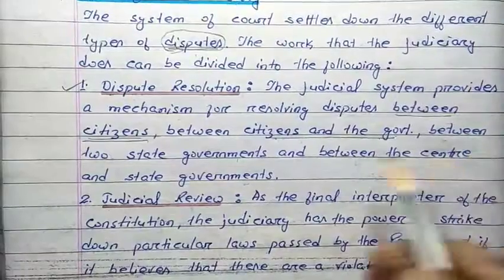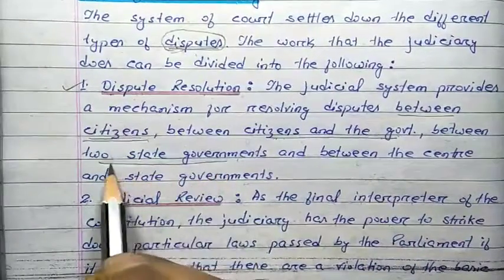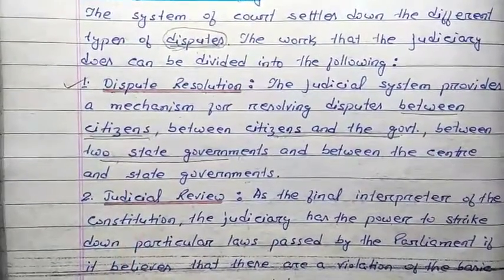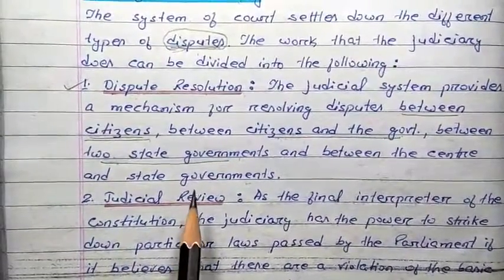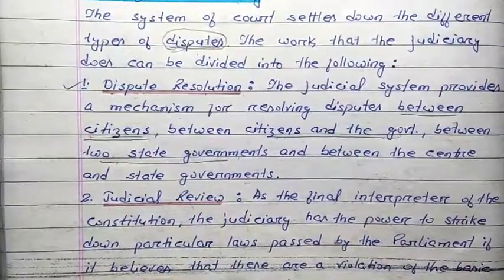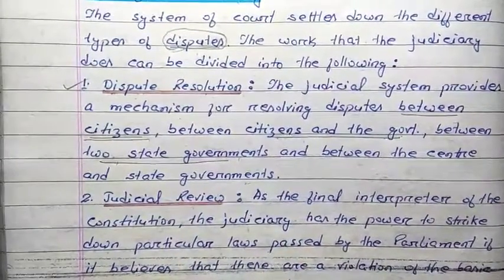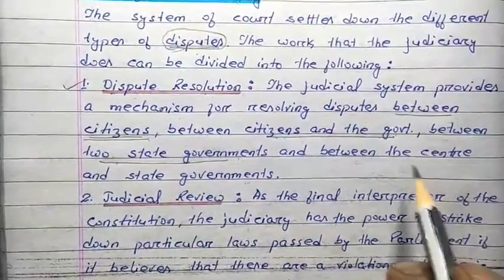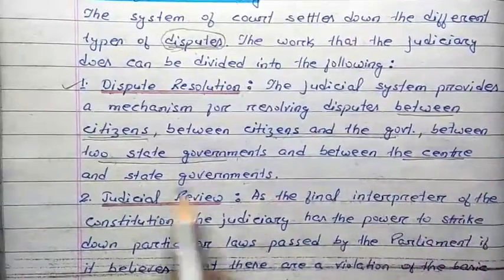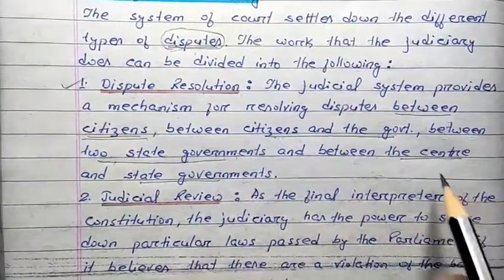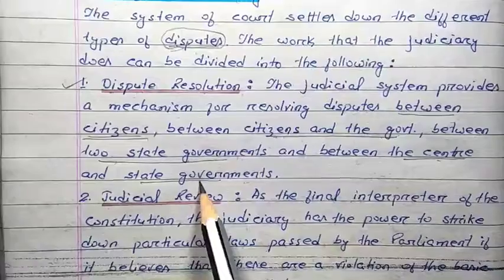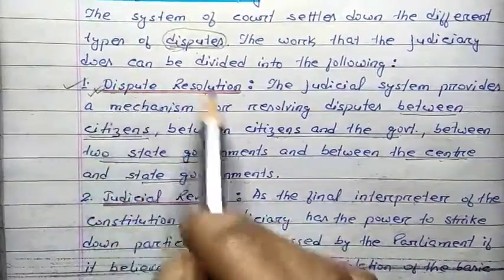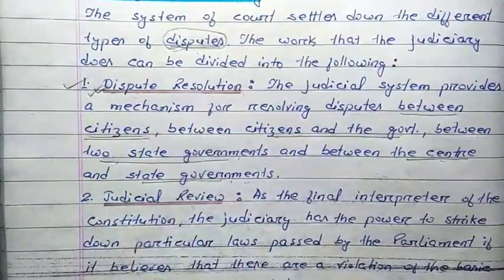There may even be a problem between two state governments. For example, states share common boundaries, like our Arunachal Pradesh and Assam, which share the same boundary. So regarding land matters and boundary matters, there may be some problems. This also comes under the court. And sometimes there will be a problem between the central government and the state governments. This problem also will be settled by the system of courts, or the judiciary. That's about the first function of the judiciary, dispute resolution.